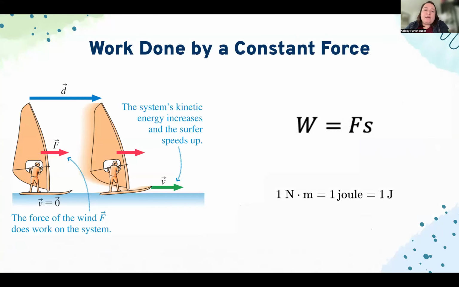Work is the effort needed for a specific force to move an object a specific distance. The work, given by the variable capital W, is the force times the distance traveled, which is S here. The units of force times distance are newton meters, which is also its own unit, the joule, given by a capital J.